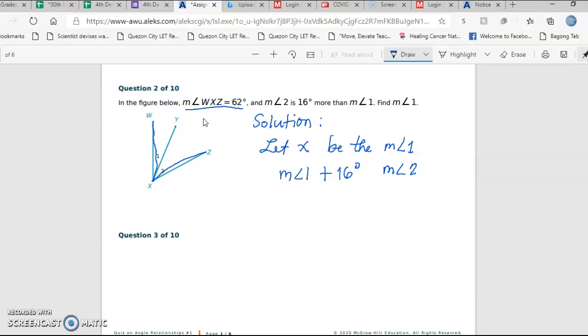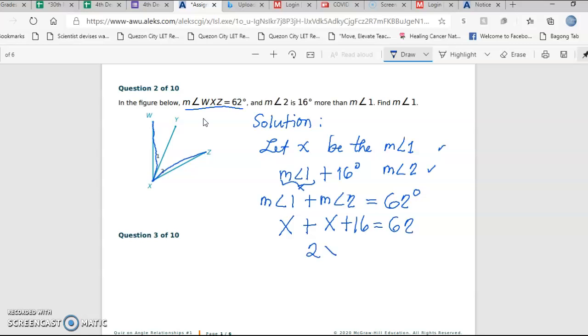So we can say that the measurement of angle 1 plus the measurement of angle 2 is equal to 62 degrees. Now let us substitute their values. This will be x plus, this is x as well, plus x plus 16 equals 62. Now I have 2x, combine like terms. I have 2x plus 16 equals 62.